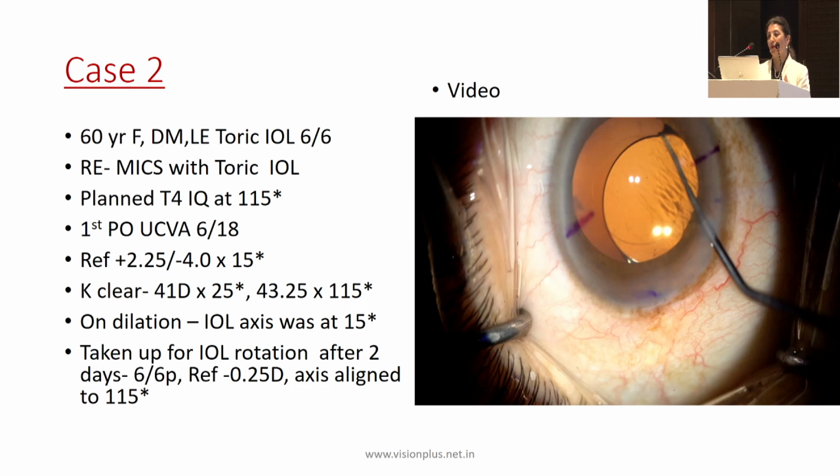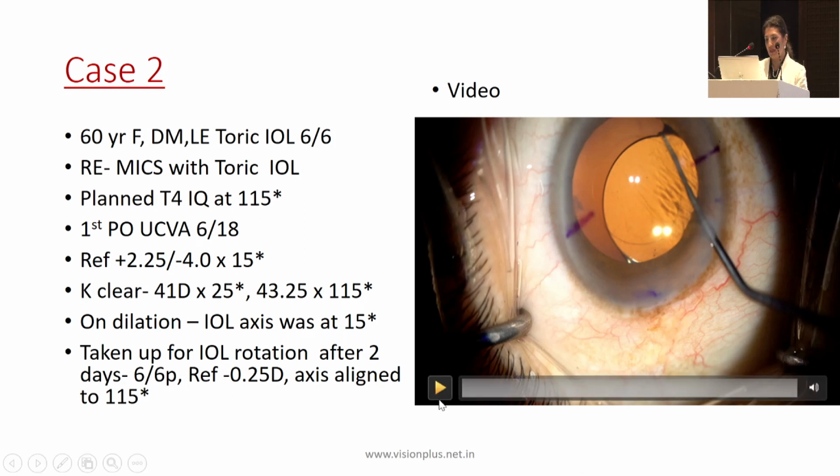So, I always make it a point to announce in the OT. The sheet is there, but I also announce to my assistant what is the lens alignment. But somehow my mind must have wandered away, and instead of marking 115, I marked 15. So, of course, this patient I took up the very next day.